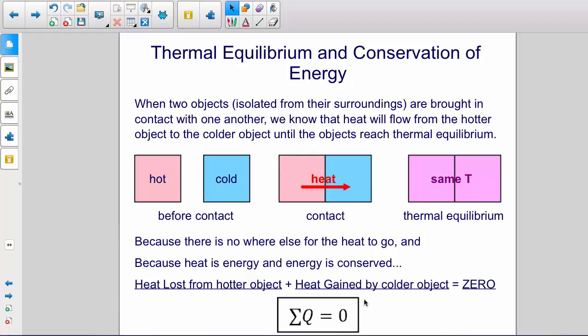We can summarize this in one simple equation, that the net thermal energy change in the system is 0. That is, if we add the heats, the losses and the gains for a given system, we find that's equal to 0.